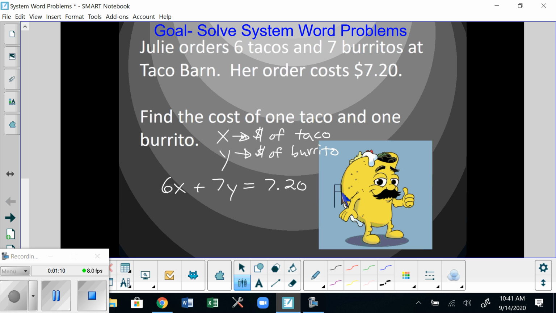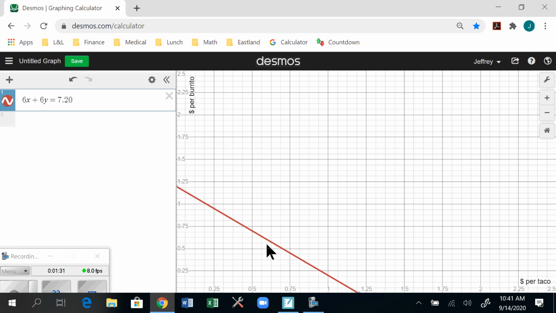Now think about what you know. I want to ask the question, is this going to be enough information for us to find out the cost of 1 taco and 1 burrito? And the answer is that no, it is not. So when you just have a single order of food here, and it creates this single line, that's not enough information to get a single answer.